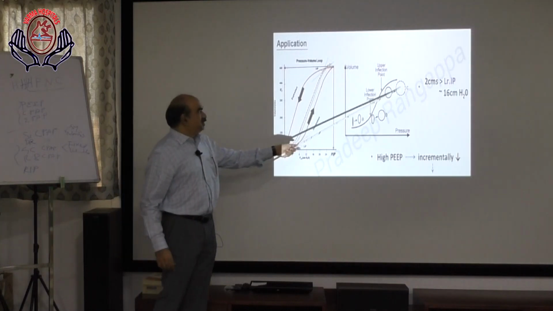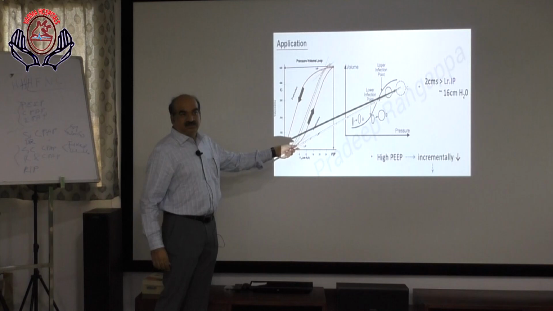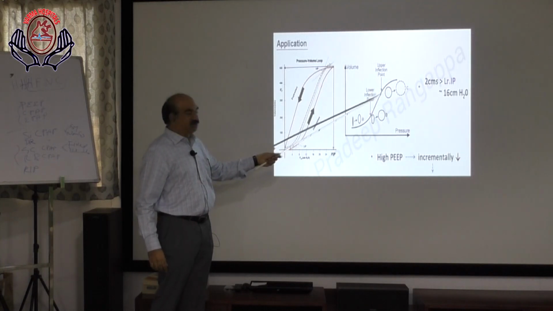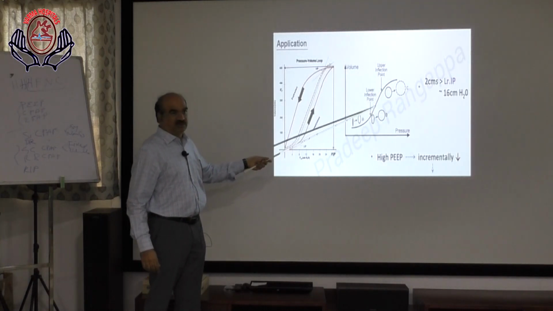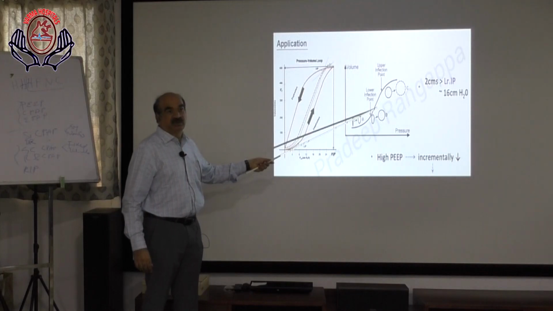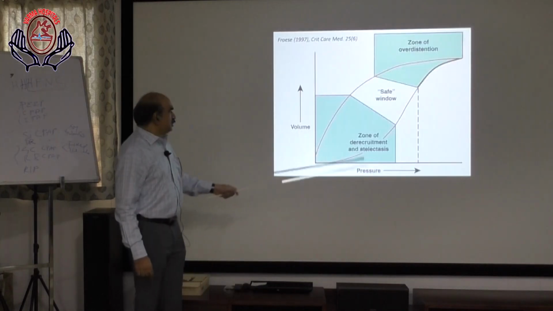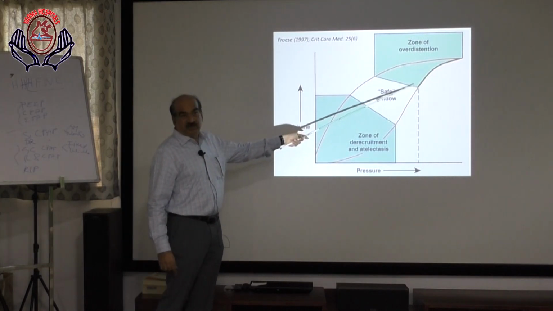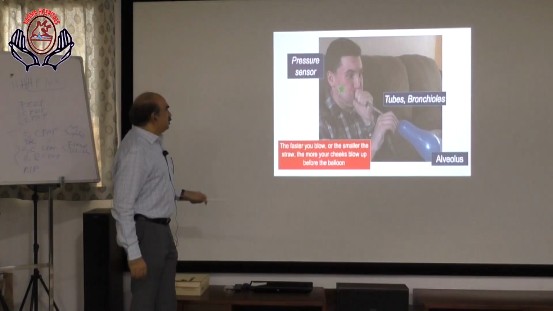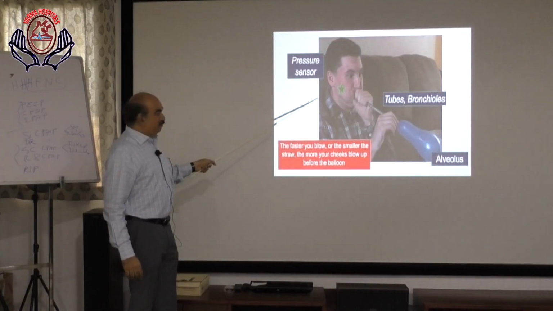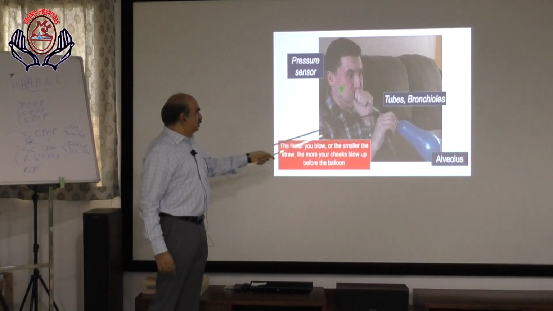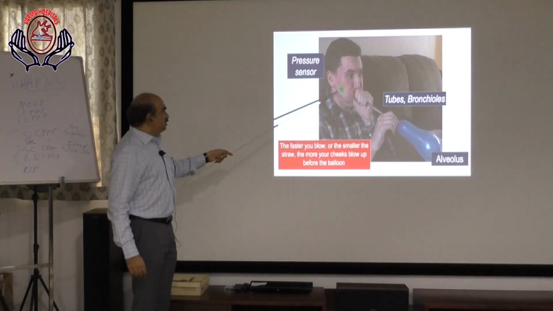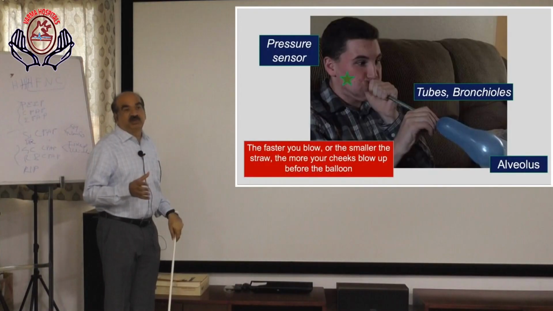Here they are over distended. We should maintain below this point. This is called the safe point or sweet spot. This is called sweet spot, the safe zone for CPAP. Zone of de-recruitment atelectasis is the safe window in between lower inflection point and upper inflection point, and that is over distension.